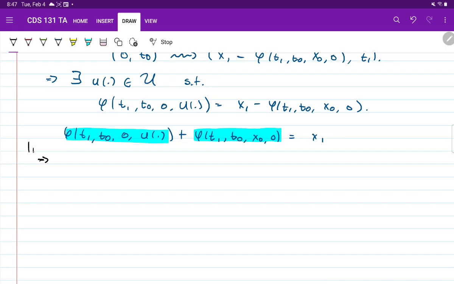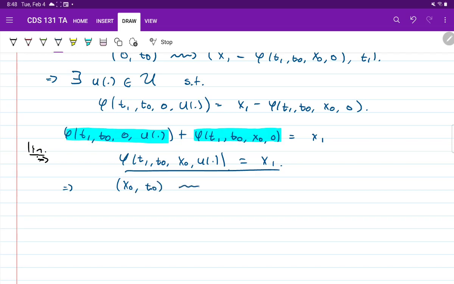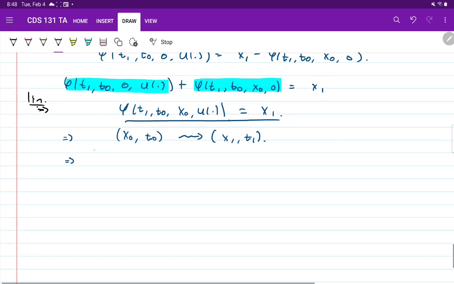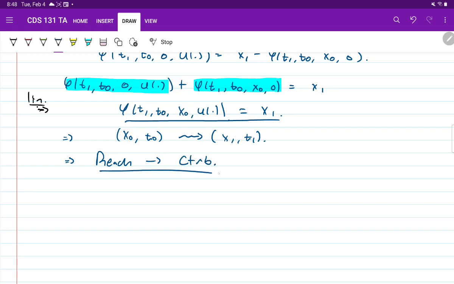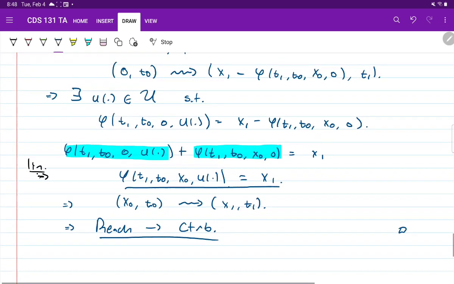So let's go ahead and apply linearity of the state transition map. What I get is that phi of t1, t0, now initial condition x0, and input signal u is equal to x1, okay? What we conclude from this is that x1 comma t1 is in fact reachable from x0 comma t0. This implies x0 t0 reaches x1 comma t1. Okay, so then we conclude that reachability does in fact imply controllability. Okay, that completes the proof.